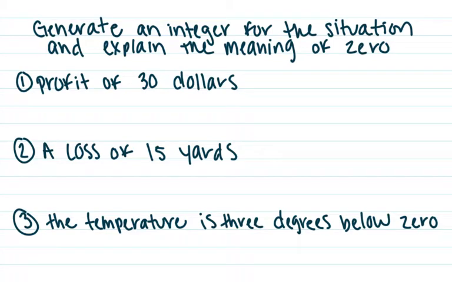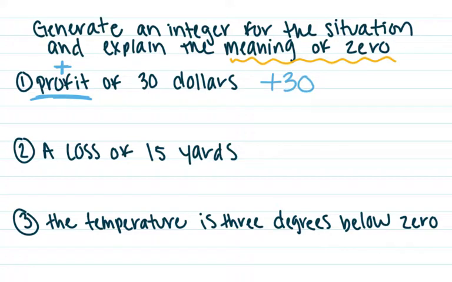The instructions say generate an integer for the situation and explain the meaning of 0. The meaning of 0 is a really important thing that we have to understand in each situation. The meaning of 0 changes depending on what we're talking about. Okay, so on number 1, it says a profit of $30. That word profit is a positive word. So for my integer, for my number, this is going to be a positive 30.